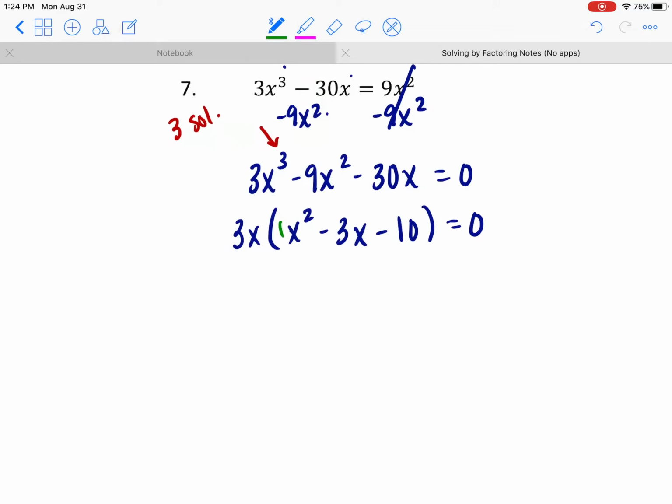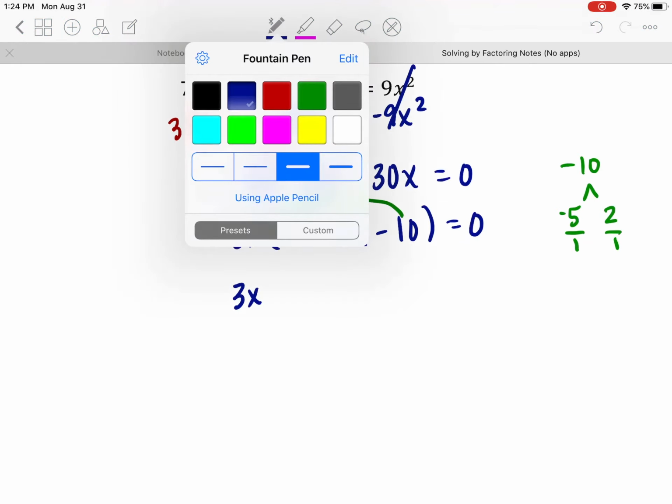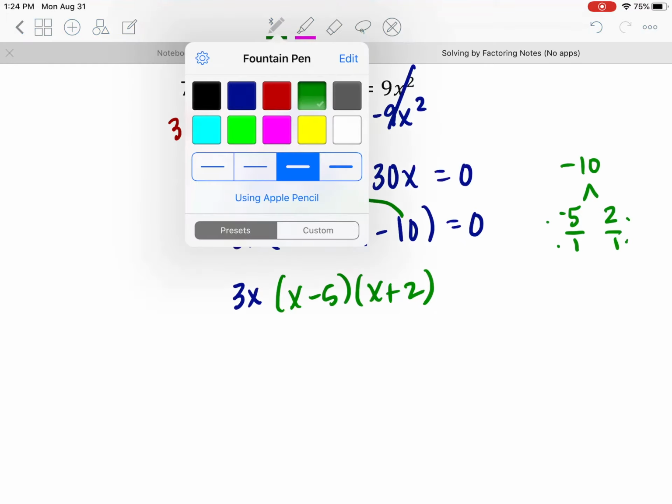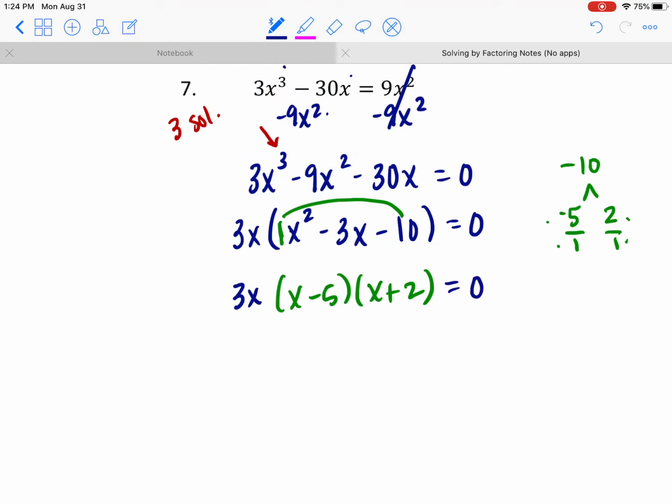So in the parentheses, let's see, we're looking for factors of negative 10 that make negative 3, and negative 5 and 2 will do that. And if I divide by the 1 that's in front, that means we're going to have this GCF of 3x, and then in the parentheses, we end up with 1x minus 5 and 1x plus 2. Okay, and this is all still equal to 0. And now we've got 3 factors, which makes sense. We were looking for 3 solutions.